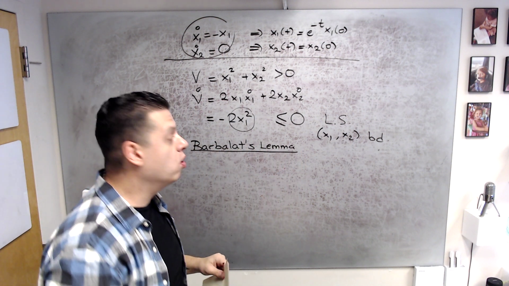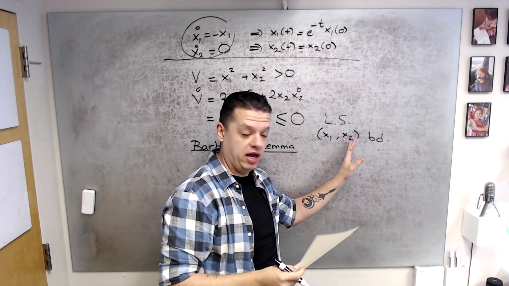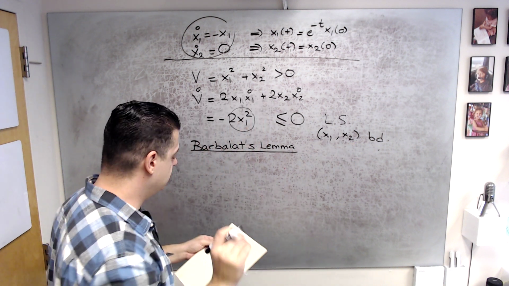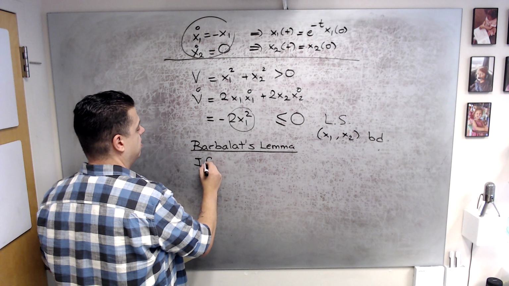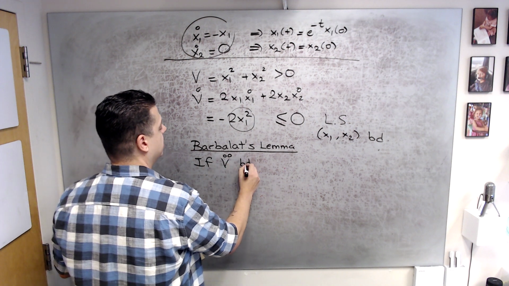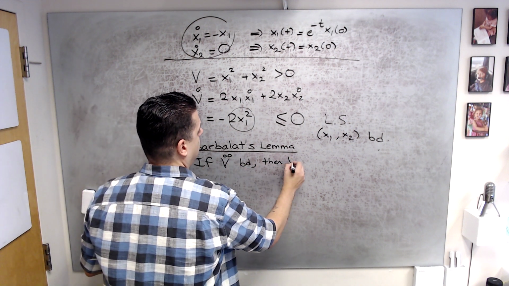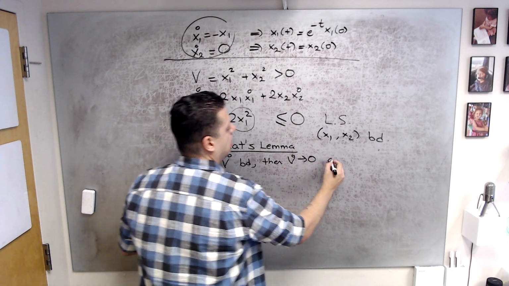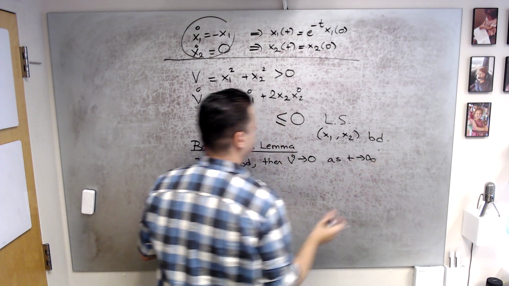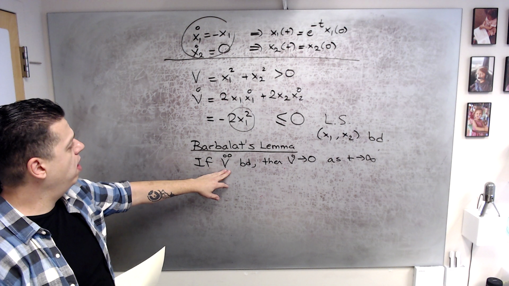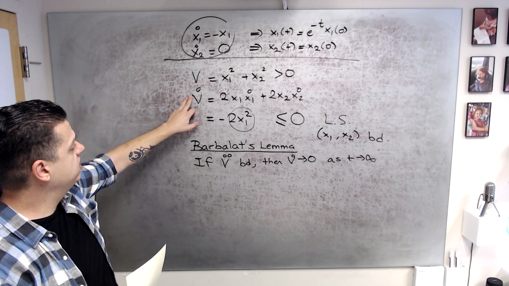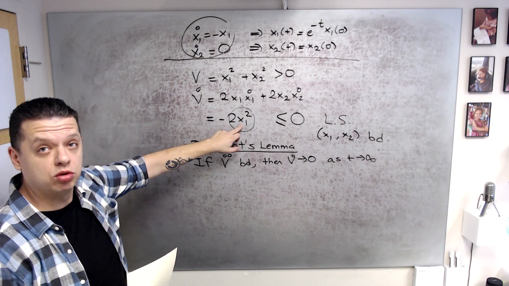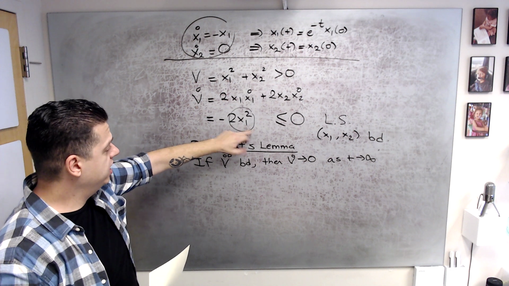How can we get more than boundedness of x1 and x2? Barbalat's lemma says the following: if v double dot is bounded, then v dot goes to 0 as t goes to infinity. Simple. So if we show v double dot is bounded, then v dot goes to 0. What is v dot? Minus 2x1 to the power of 2. Then x1 goes to 0.